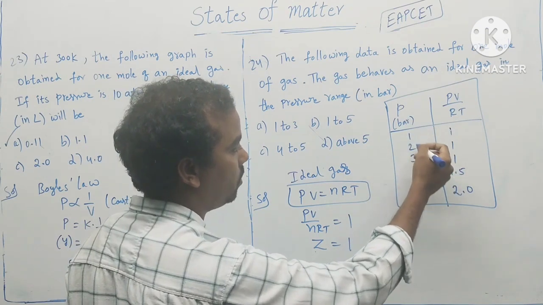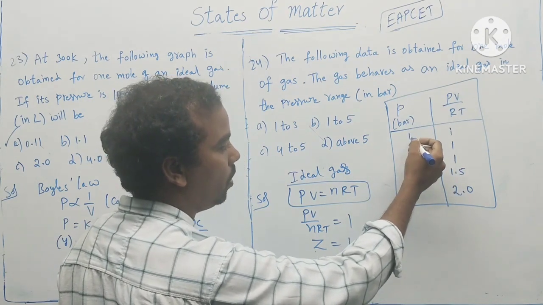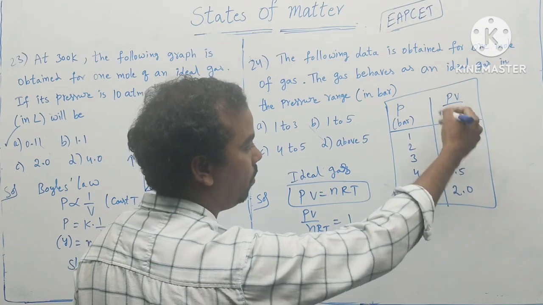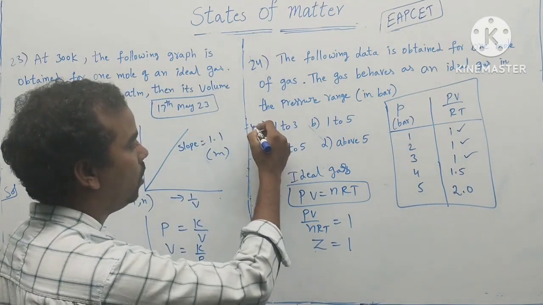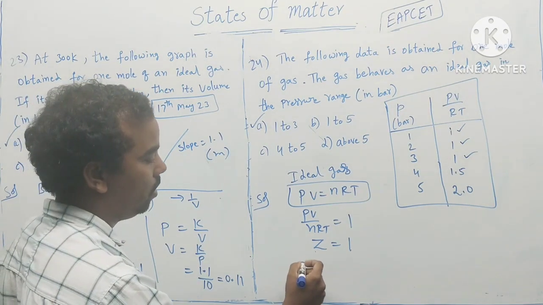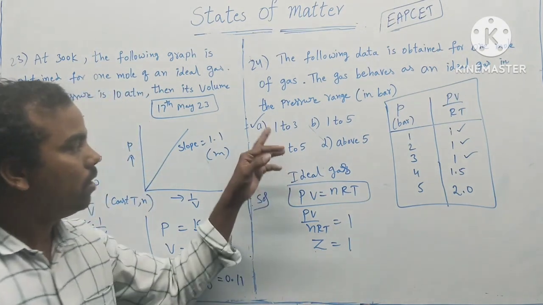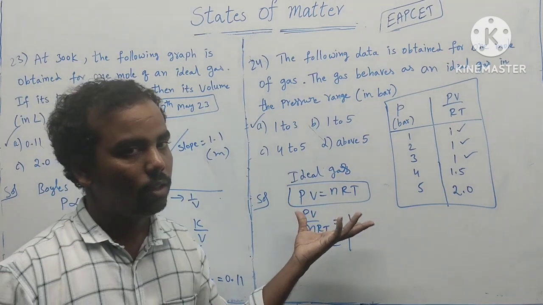Which one has PV/RT values of 1 at 1 bar pressure, 2 bar pressure, 3 bar pressure? PV/RT value is 1, 1, 1. So the answer is 1 to 3. The compressibility factor is equal to 1. Answer 1 to 3. So very easy.